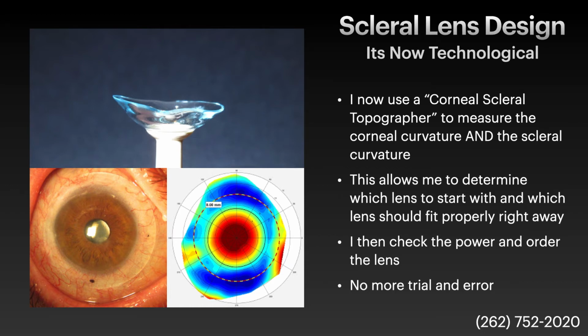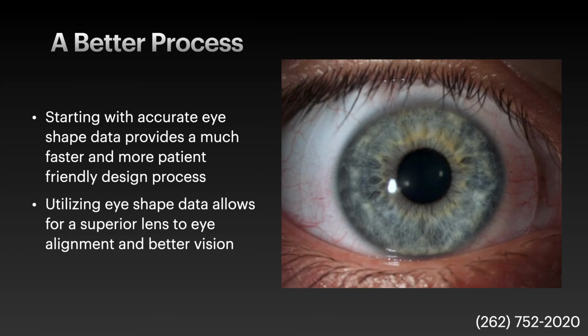This patient would actually probably be fit with a lens like you see towards the top of the image, which is a totally custom lens called a latitude lens. That lens actually has different curvatures for each different color zone on the topography map that you see. So it's a truly custom lens in that it doesn't have any symmetry to it at all because the eye doesn't have any symmetry. But by using this, I get rid of all the trial and error that we used to do. So it's definitely a better process. It's better for the patient, it's better for me, it's more efficient, and it's more accurate.